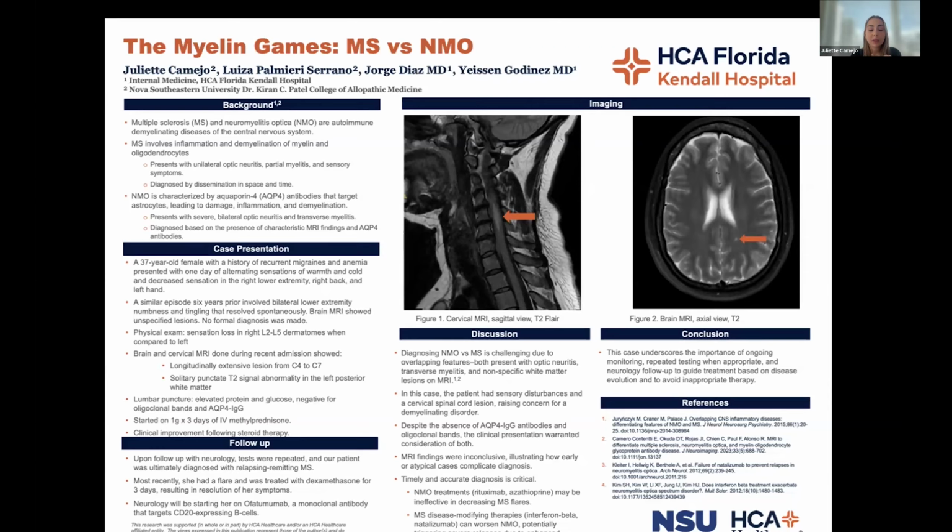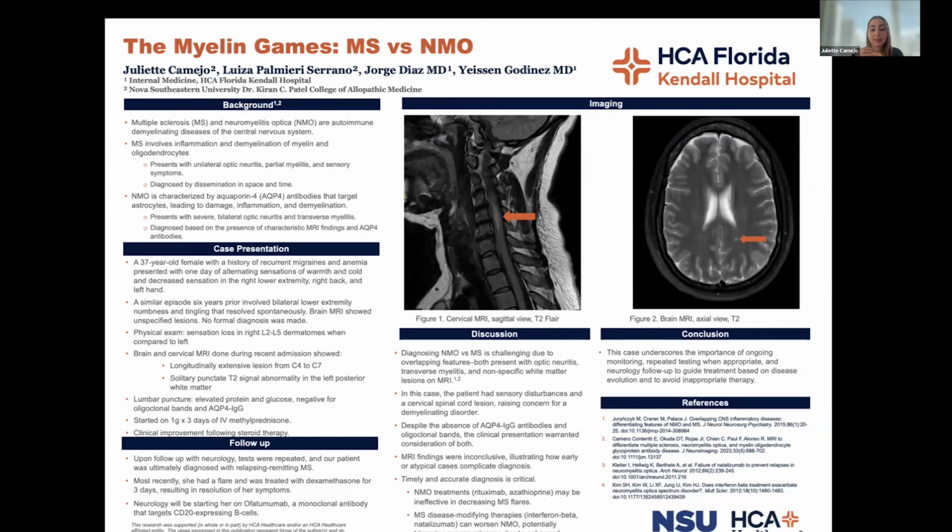So at this point, we weren't sure if it was MS or NMO. Given the concern for a demyelinating process, which is something that we were sure of, we started her on 1 gram of IV prednisone for 3 days at the hospital, and her symptoms did end up resolving. So the images show that. If anybody has any questions later on, we can go over the images.